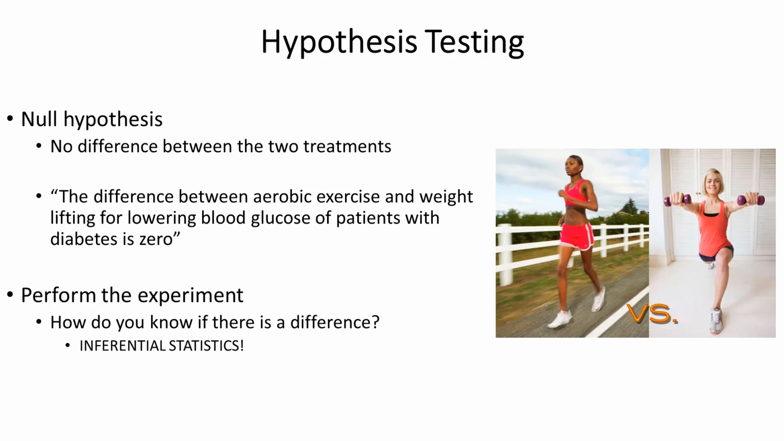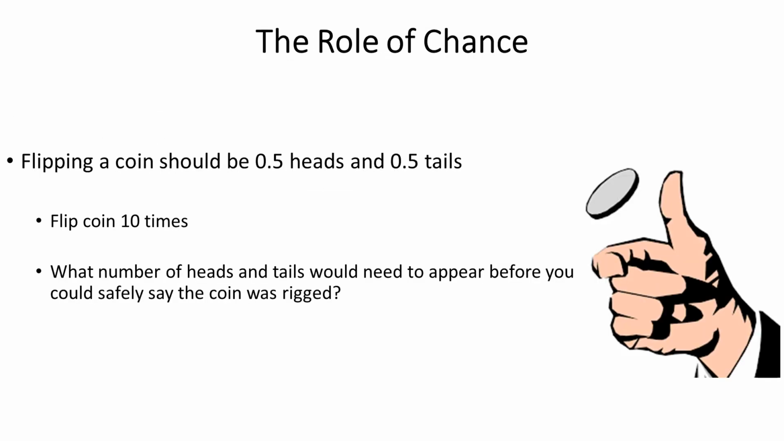Well, the question is, after you do that experiment, how do you know if there's a difference? In other words, how would you know that the null hypothesis was really false? And the answer to that question is you do inferential statistics. The job of inferential statistics is really to rule out the possibility that the result that you got was due to chance. To further explain that, I'd like to start out with something really simple, and we're going to look at the role of chance.